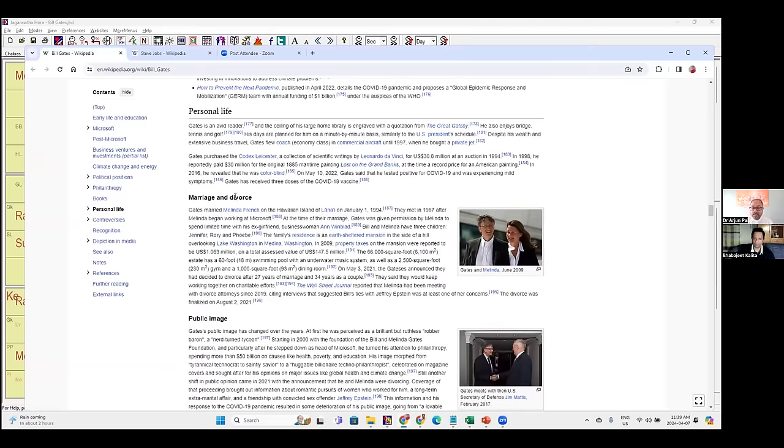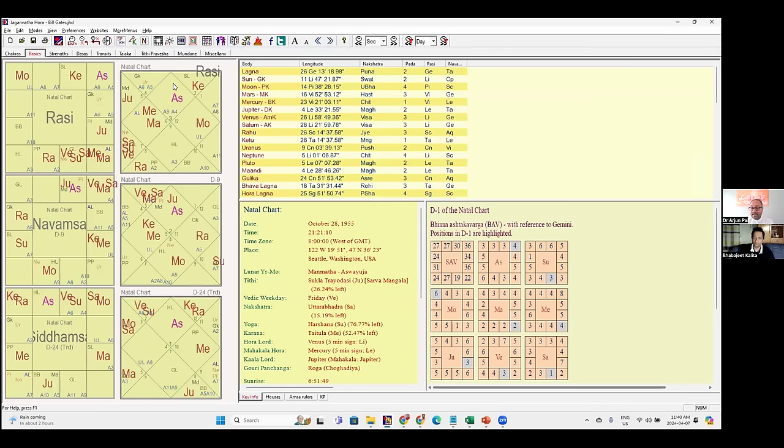Marriage and divorce: Gates married Melinda French on the Hawaiian Island on 1st January 1994. They met in 1987, after Melinda began working at Microsoft. This is from Wikipedia. Okay, let's go back. So, January 1994.